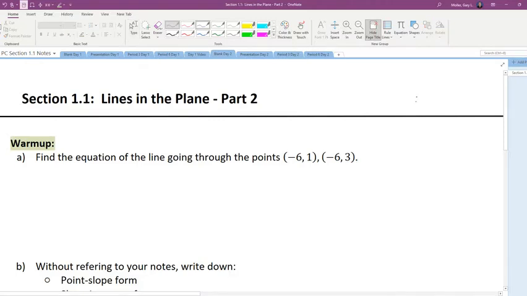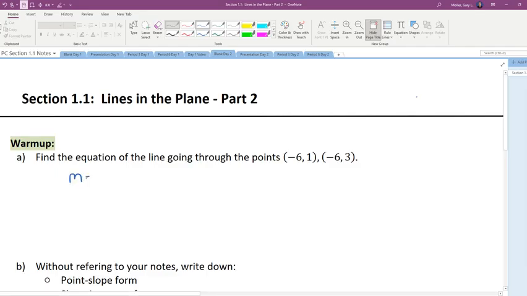In this video, we're going to be talking about section 1.1 again, but we're going to do a little continuation. This is going to be part 2. To start, I'd like you to do a warm-up, and as in all of my videos, if you're watching these for the first time, it'd be good for you to pause the video and try them yourself first.